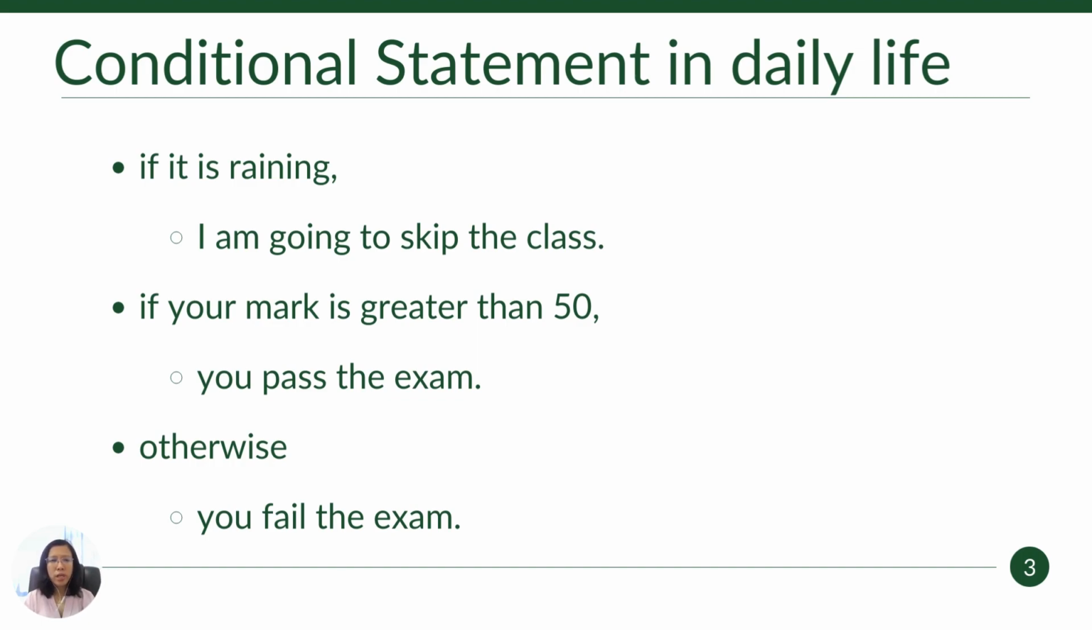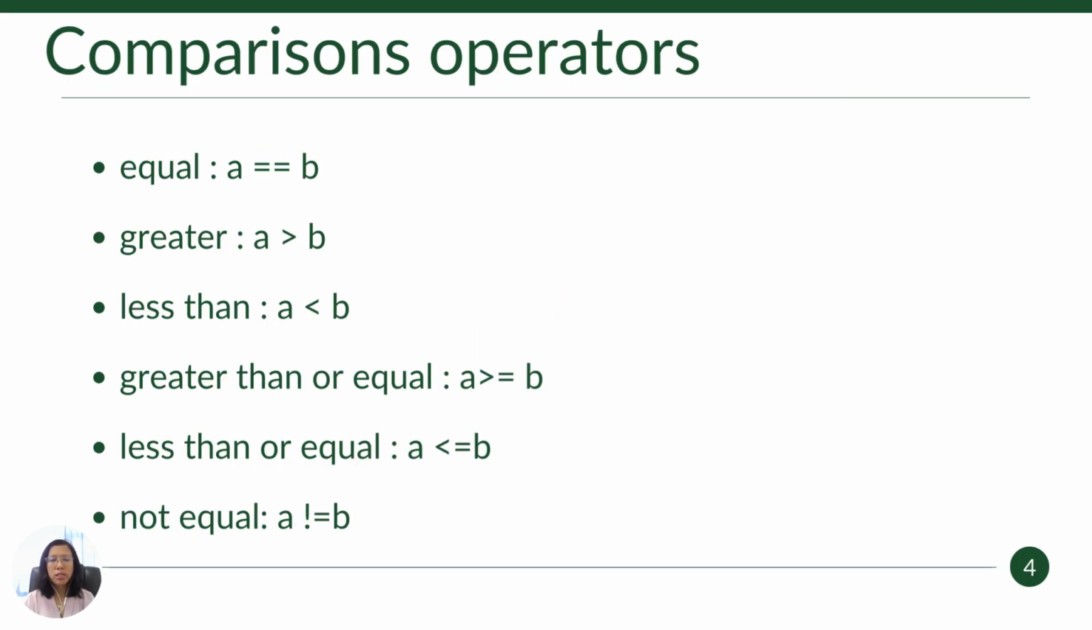When we write the logic, we have to think of our condition and our statement. The first part, it is raining, is called the condition. I'm going to skip the class is the statement. In Python programming, the same way, we are going to write code based on the condition, and we will do another statement. Maybe we will be doing only one action, or two, or three actions, depending on the conditions.